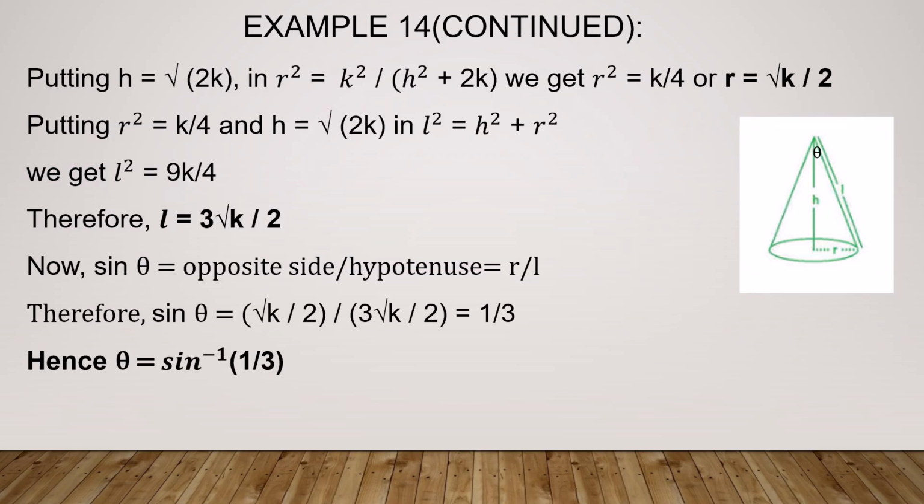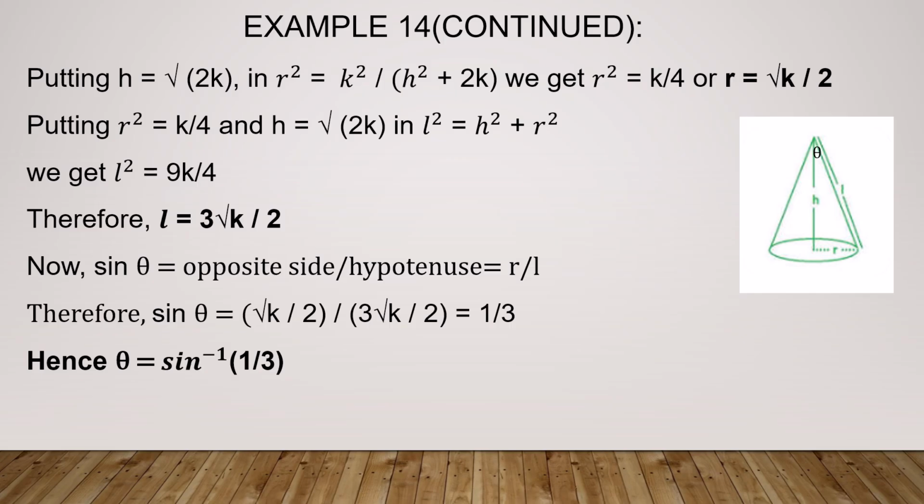Now we have to find our semi-vertical angle. So we put h is equal to root of 2k in r square is equal to k square upon h square plus 2k. When you simplify it, you get r is equal to root k by 2. That means r square is k by 4. So now we have r square as k by 4 and h as root of 2k. Put it in the equation L square is equal to h square plus r square. So you get L square as 9k by 4, or L is equal to 3 root k by 2.